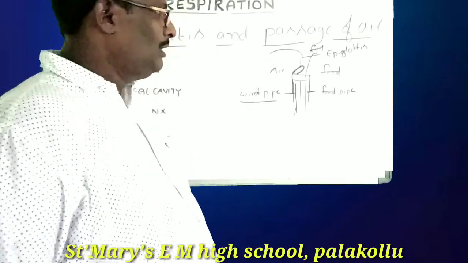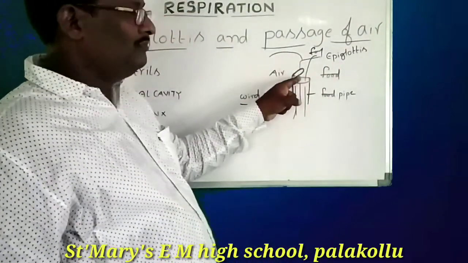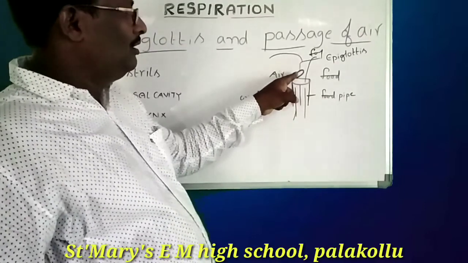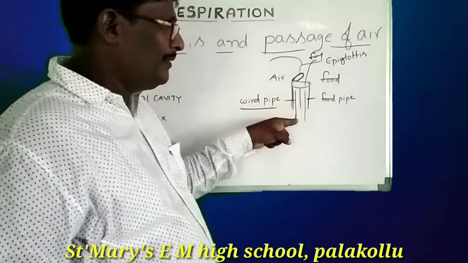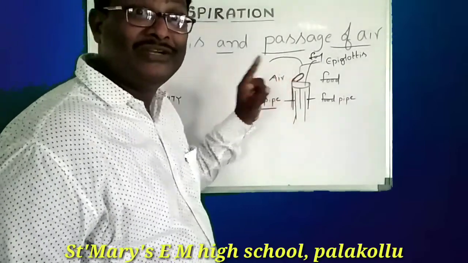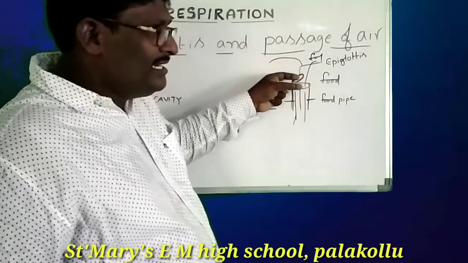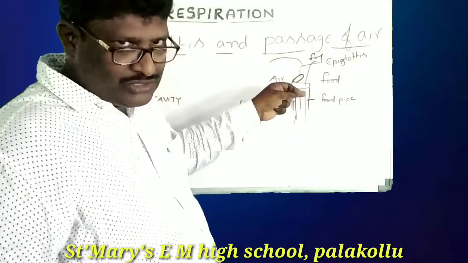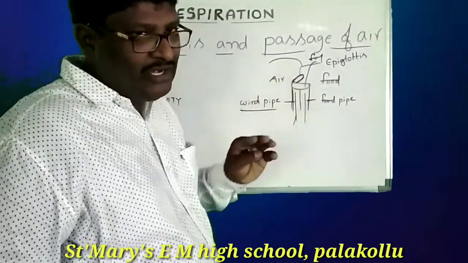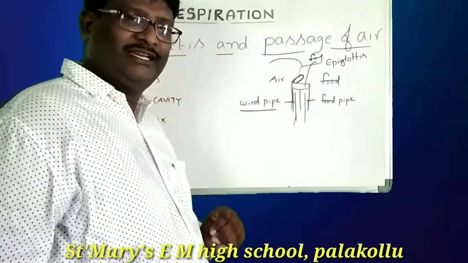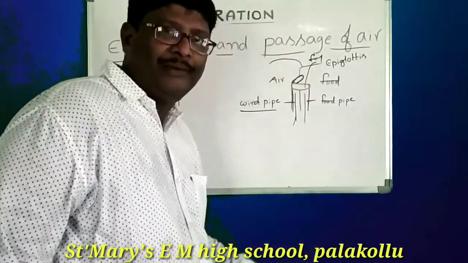So, when we are taking air, the air enters into the windpipe by the direction of epiglottis. When air enters, immediately this flap-like structure, it means the epiglottis, opens. It opens and passes the air into the windpipe.